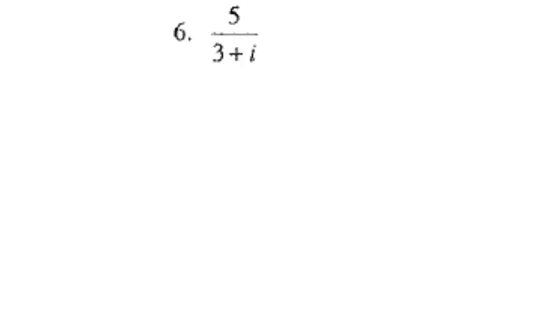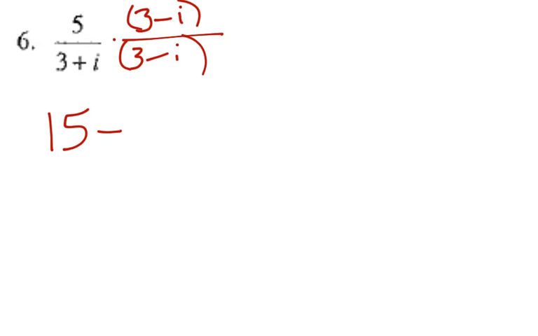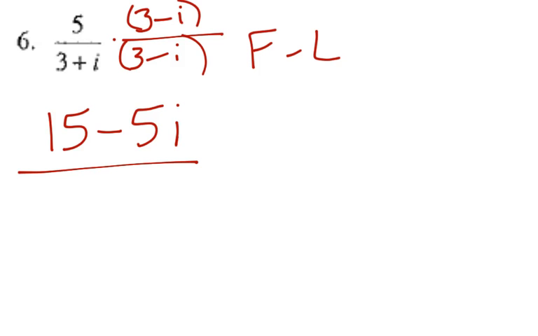Alright, so here's another one. This one's actually a little bit easier because there's not as much in the top. 3 plus i in the bottom causes a problem. Multiply top and bottom by the conjugate. So 3 minus i over 3 minus i. On the top you distribute. 5 times 3, 15. Minus 5 times i, 5i. You're done with the top. Over. On the bottom, you're just going to do first minus last.